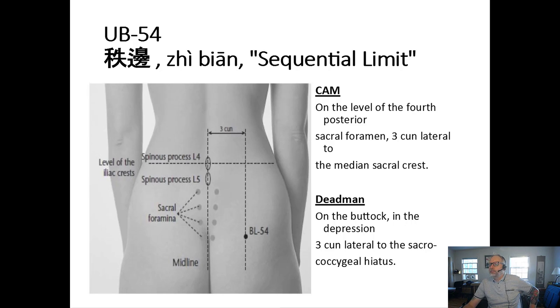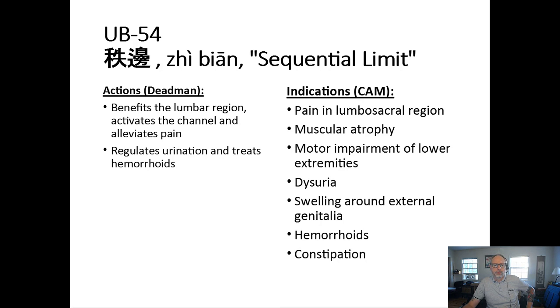UB54. On the butt, any depression 3 Sune lateral to the sacral coccygeal hiatus. Benefits the lumbar region, activates the channel and alleviates pain, regulates urination, so it's identical to 53, but then we're going to add something else on top of it, which is it also treats hemorrhoids.